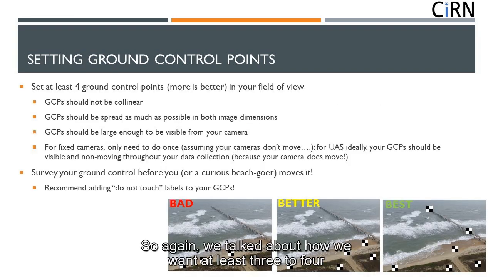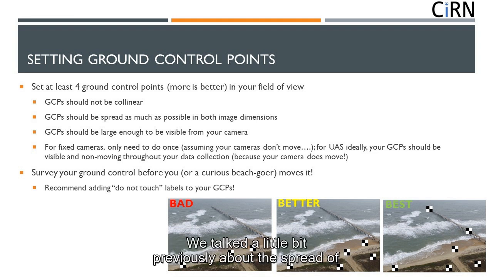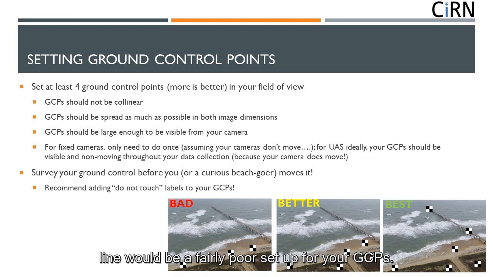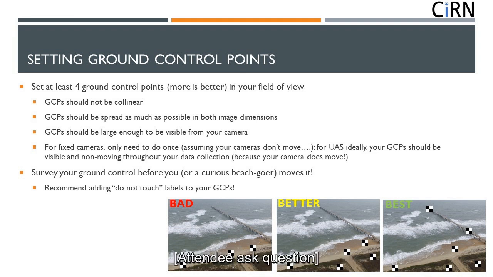So again, we talked about how we want at least 3 to 4 ground control points. I almost always do at least 4. We talked a little bit previously about the spread of the GCPs across your image. So having only 4 GCPs in a single line would be a fairly poor setup for your GCPs. These are some examples of a better and the most optimal GCP distribution.